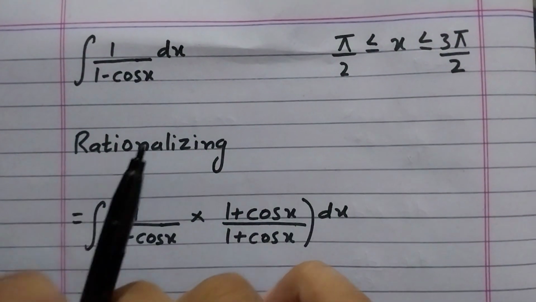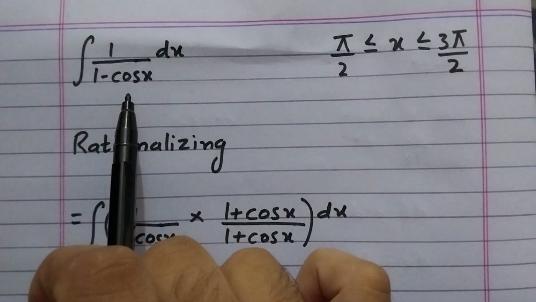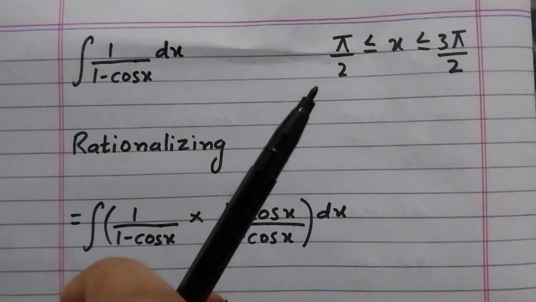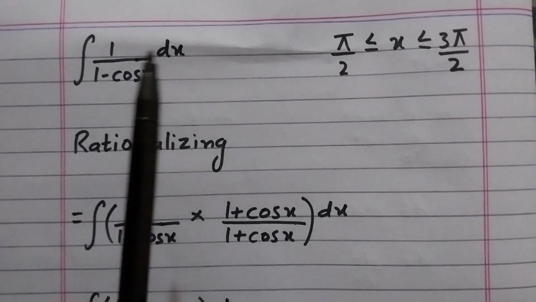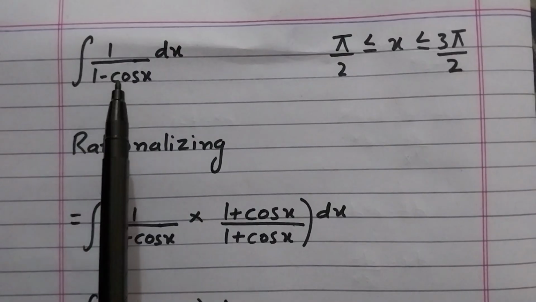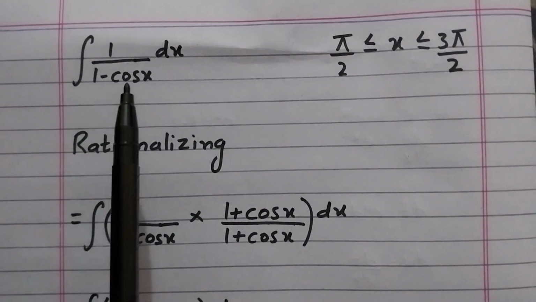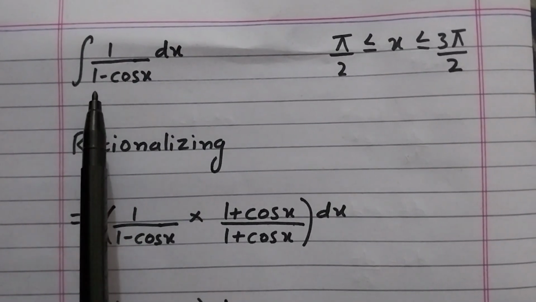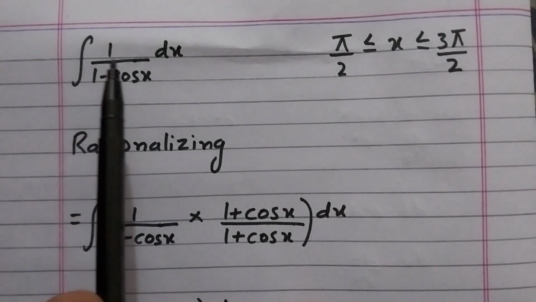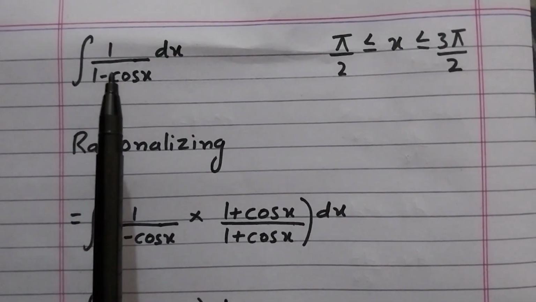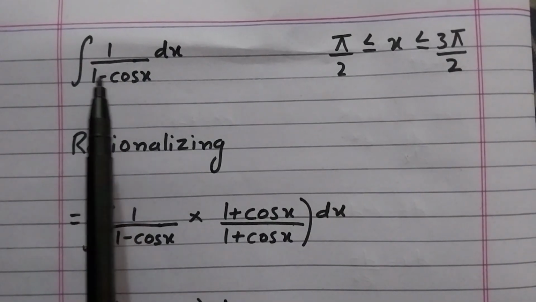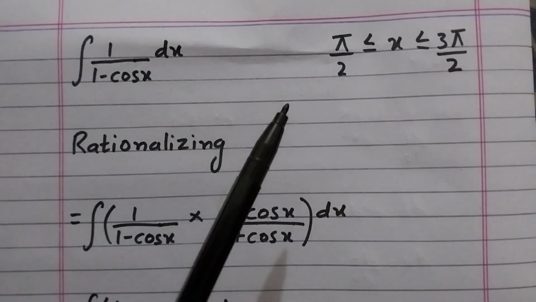Today we will integrate this expression, 1 over 1 minus cos x, with respect to x. Because cos x is in the denominator and we are subtracting it from 1, we need to make sure that cos x is not 1, otherwise this whole expression will become undefined, because division by 0 is not defined in mathematics.